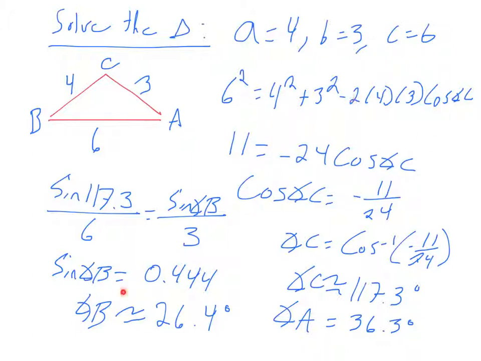So you can either use law of cosines twice, or you can use law of cosines, then law of sines. But the final angle you should always solve just by using the angle sum theorem, because that's just as accurate and a lot faster. All right, so that's law of cosines.